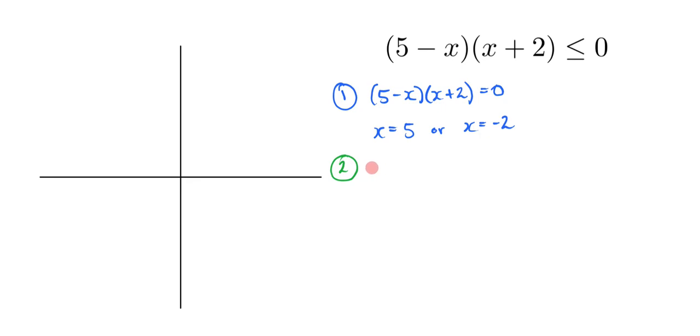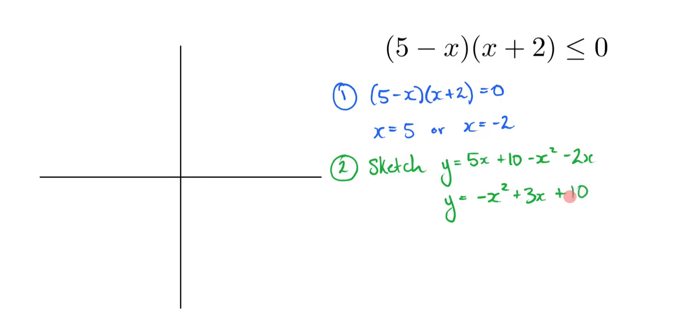How will I make things interesting? I'm going to sketch this, but I'm actually going to expand my brackets and show you something that's very interesting. So if I expand my brackets, I'm going to get 5x plus 10 minus x squared, then minus 2x. I, of course, would now write this nicer: minus x squared plus 3x plus 10. I think I've done everything correct there. Yes, that does look good.